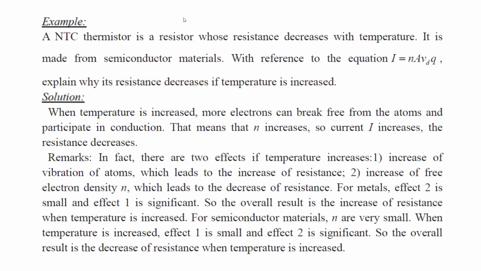We can also explain this in terms of the transport equation. They can ask for a thermistor, or they can also ask for an LDR, and using the transport equation, why the resistance is changing. So for example, we have a negative temperature coefficient thermistor. Negative temperature coefficient here refers to if you increase the temperature, its resistance will decrease. It's a semiconductor. So using the transport equation, explain why its resistance decreases if we increase the temperature.